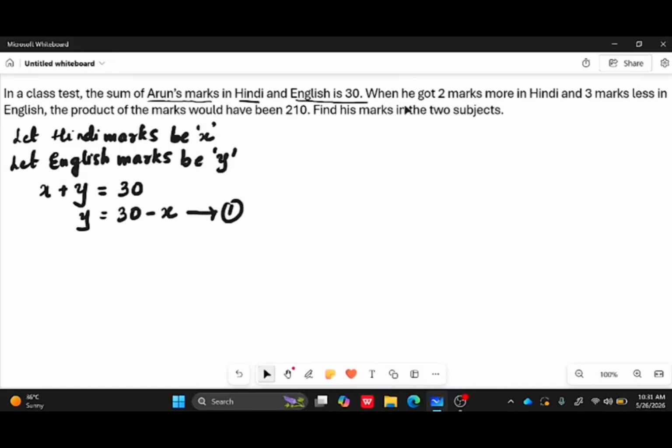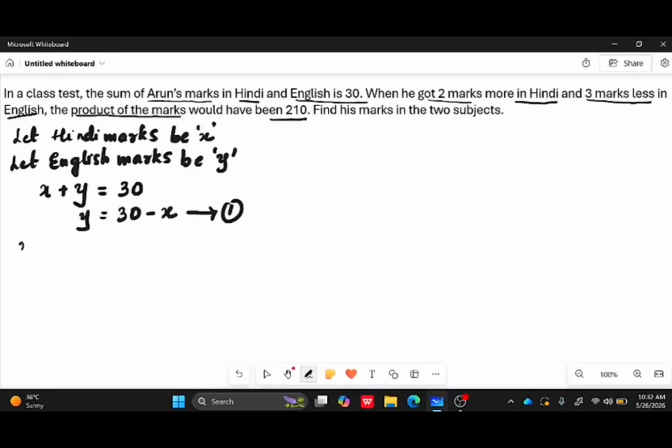Now we'll move to the further condition. Arun got 2 marks more in Hindi and 3 marks less in English. But the product of these marks would have been 210. So it has been clearly mentioned here, can anyone tell me what has been mentioned here? That Arun has scored 2 marks more in Hindi. What will be your equation?